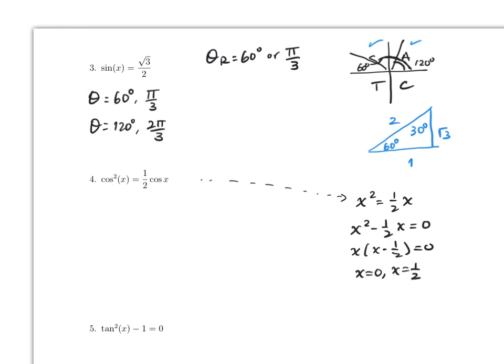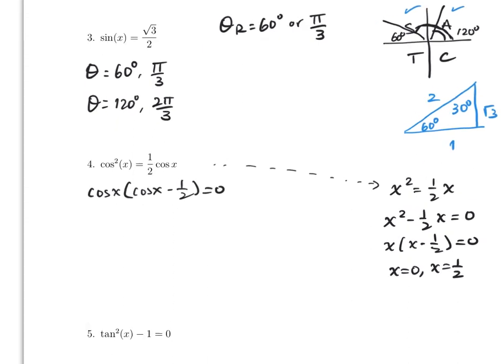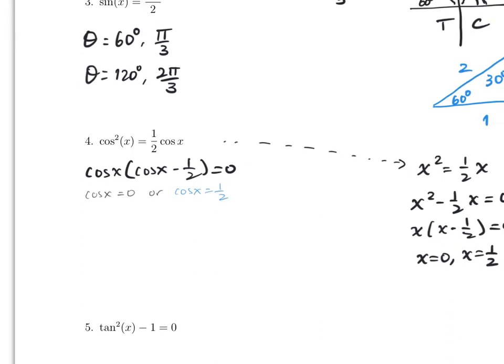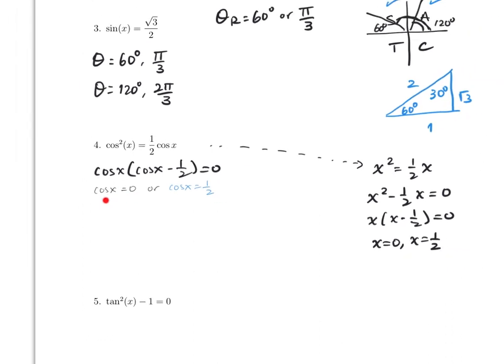If we follow the same idea here, notice that you will end up with this factorization: cosine x times cosine x minus 1/2 equals 0. And therefore this will mean cosine x will be 0, or cosine x will be 1/2. And now this will be a problem like the first three we did, and so is this one.